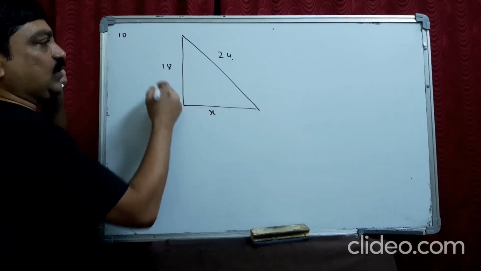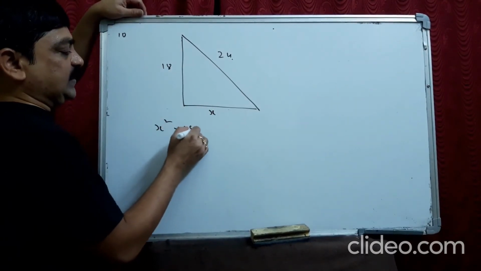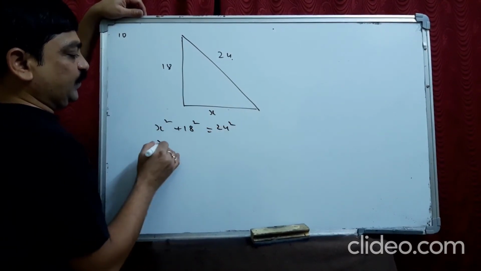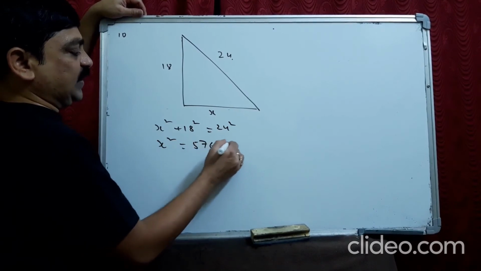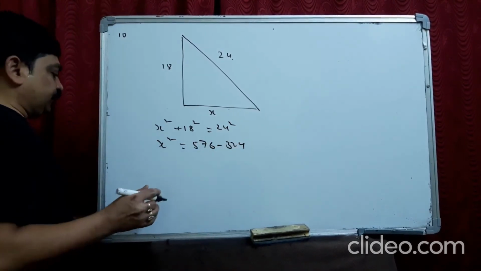So let us apply Pythagoras directly. So x square plus 18 square is 24 square. X square is 576 minus 324. Right?